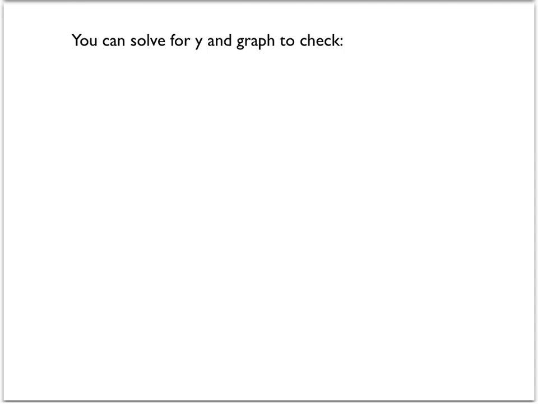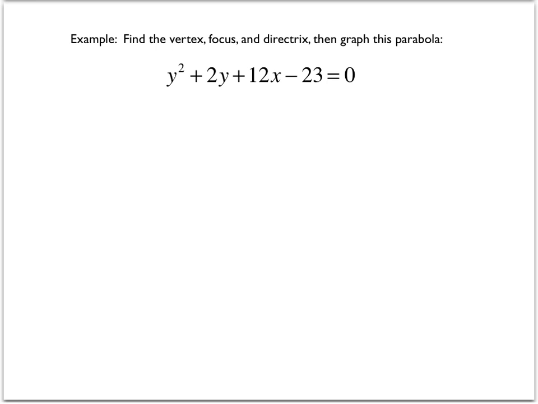Not always so easy to do this, although it's useful. Alright, let's take a look at this example. Again, we can recognize this as that general form because everything's together. One thing on the general form of a parabola, notice you'll only have one squared term and everything else will be linear.